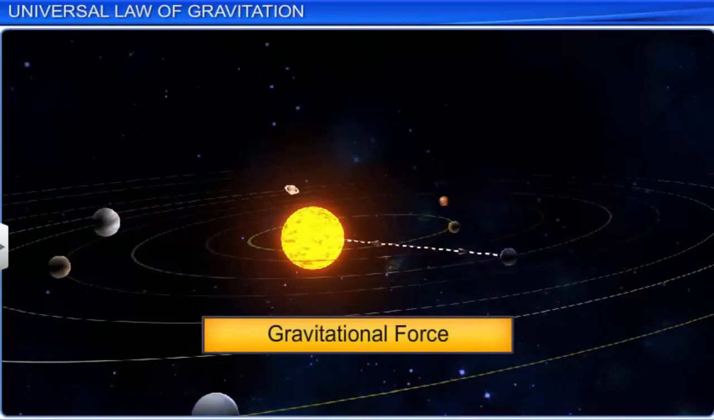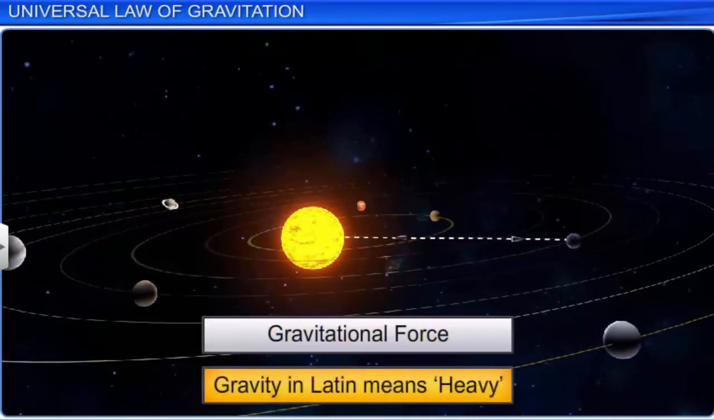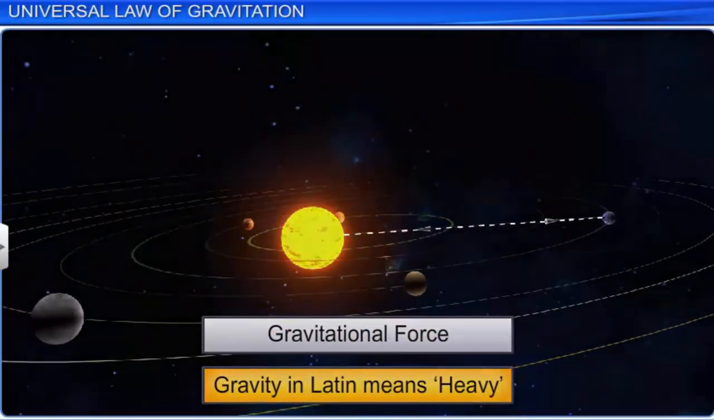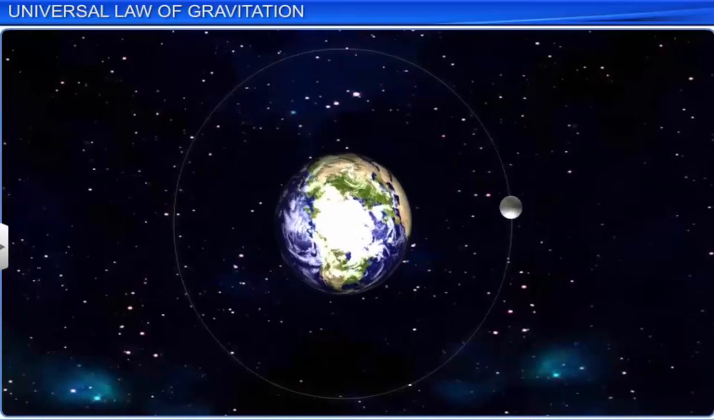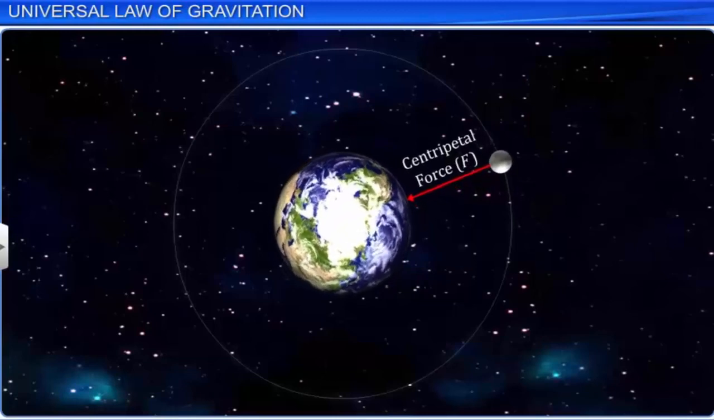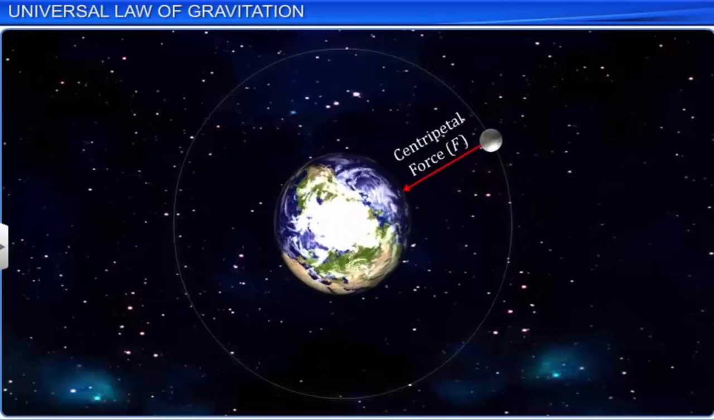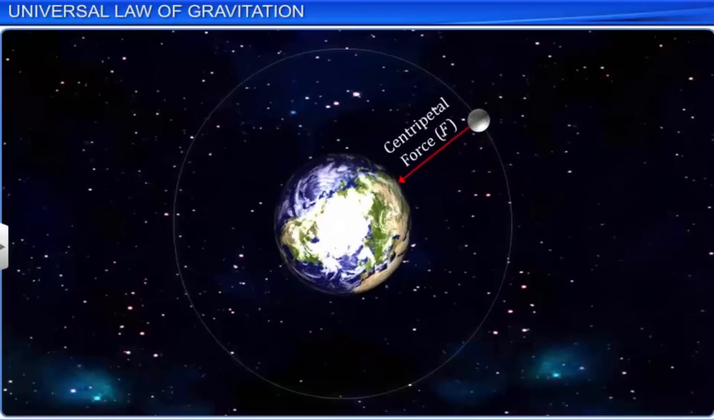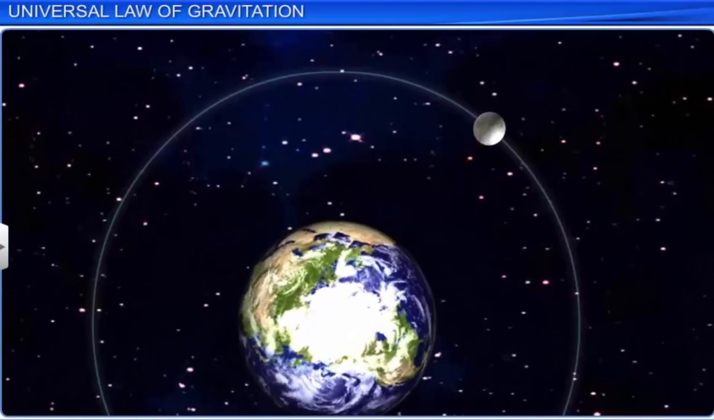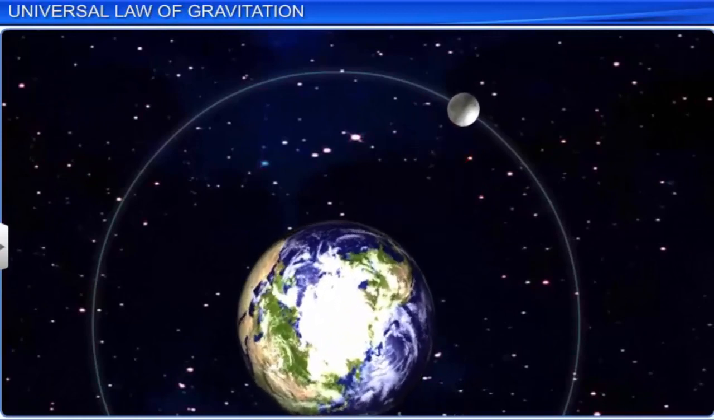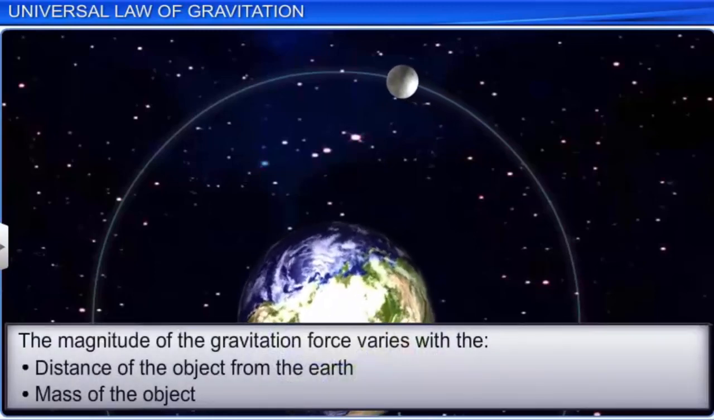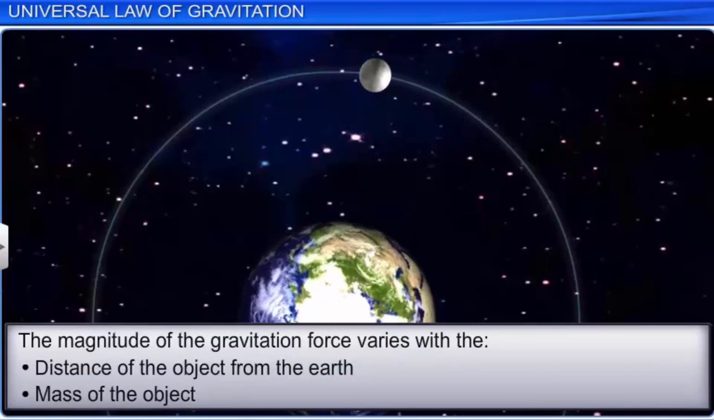The word gravity is derived from Latin meaning heavy. The moon revolving around the Earth is under the action of centripetal force, which makes it follow a curved path. This centripetal force is provided by the gravitational force between the Earth and the moon, similar to the force between the moon and the Earth. The magnitude of the gravitational force between any two objects varies with the distance between them, as well as their masses.